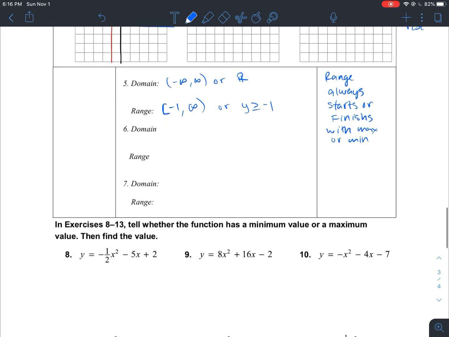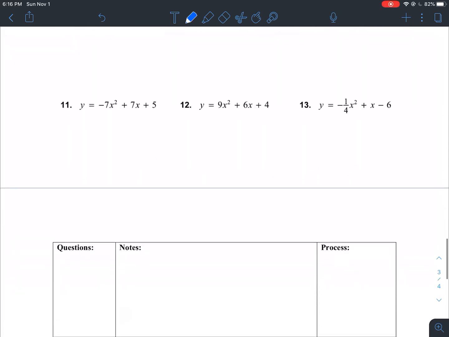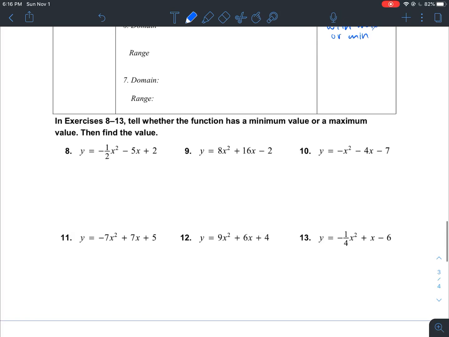Okay, and don't forget to write in your domain and range. Okay, so for exercises 8 through 13, tell whether the function has a minimum value or a maximum value, and then find the value.